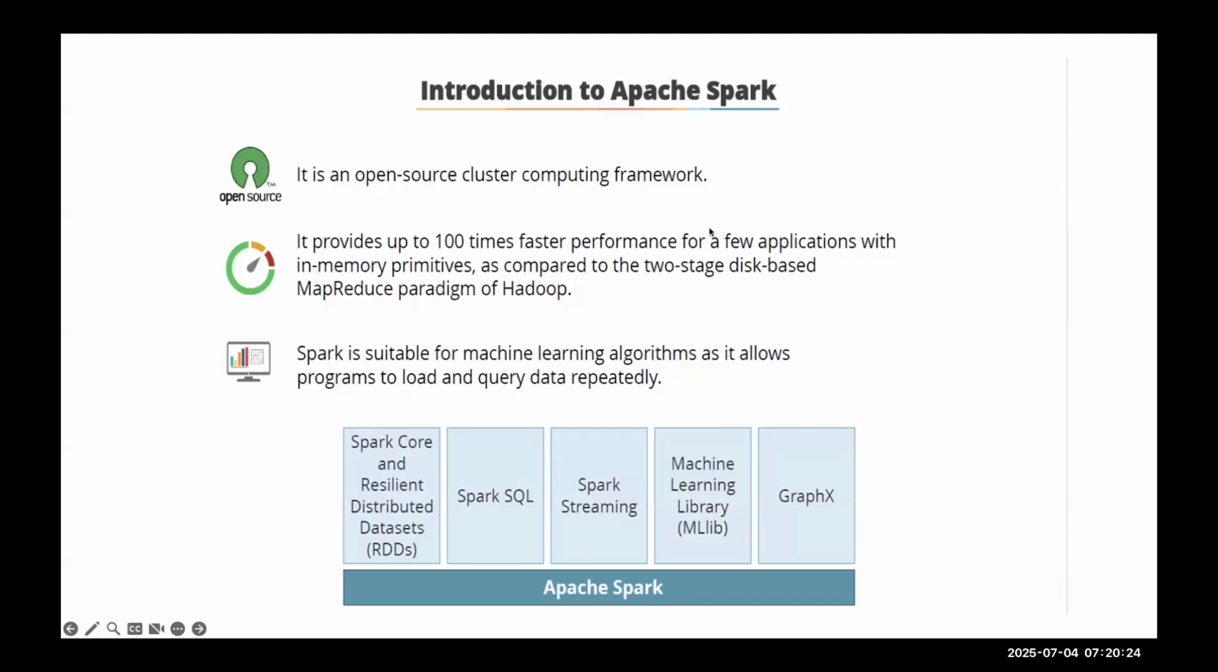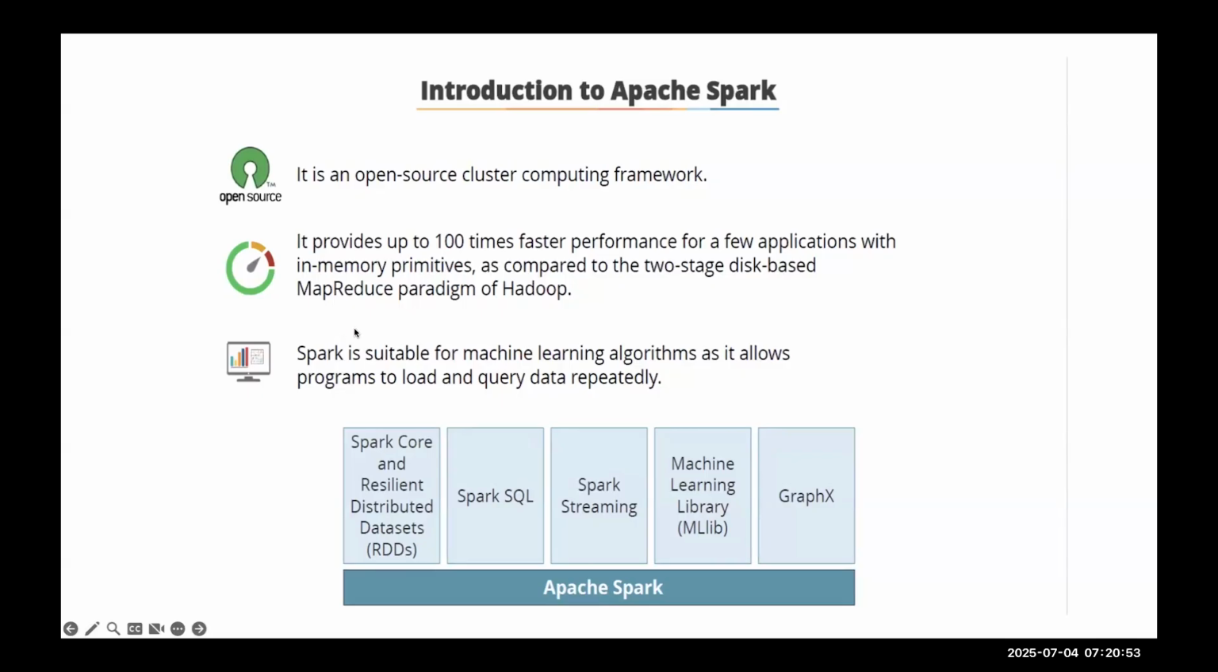So then one interview question may arise: why is Spark faster than MapReduce? The answer will be because Spark is doing everything in memory. This comparison happened because before Spark we were using MapReduce.